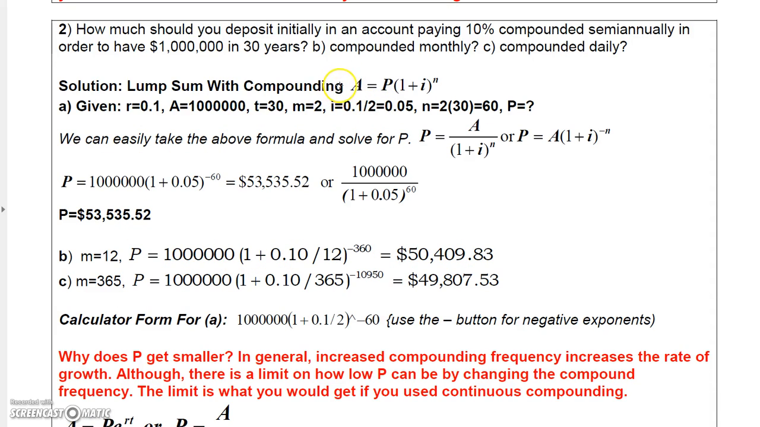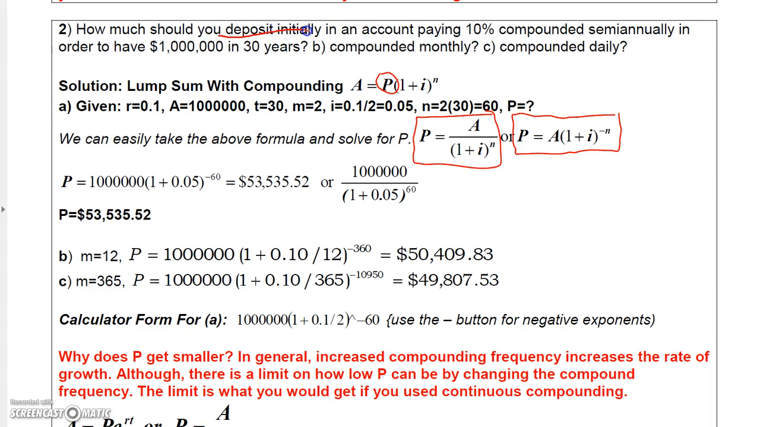If you have a compound interest problem and you're trying to solve for the principal, you can actually use either one of these two formulas. Principal is the amount divided by 1 plus i to the n, or principal is the amount times 1 plus i to the negative n. So in this problem, it says how much should you deposit initially.